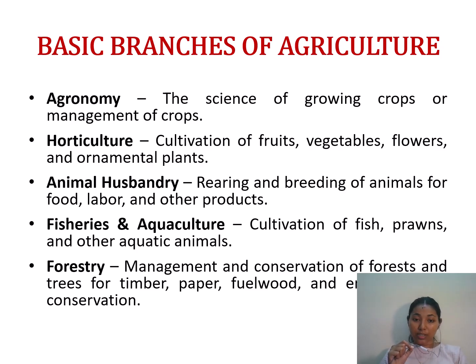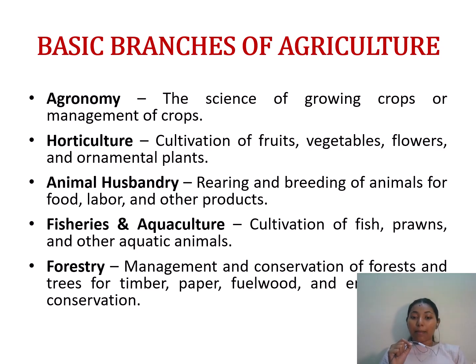Then coming to fisheries and aquaculture: cultivation of fish, prawns, and other aquatic animals. Why? For water quality management, for different taste. You don't only eat meat. There is also a wide variety of food available in oceans, in water, which is fish, prawn, crab, all those things. And then forestry. What is forestry?